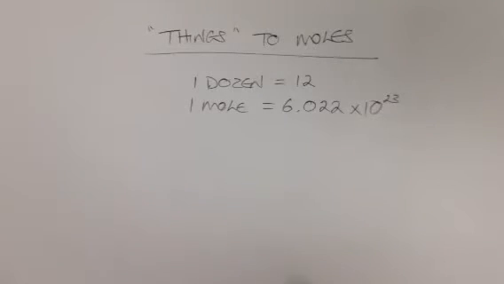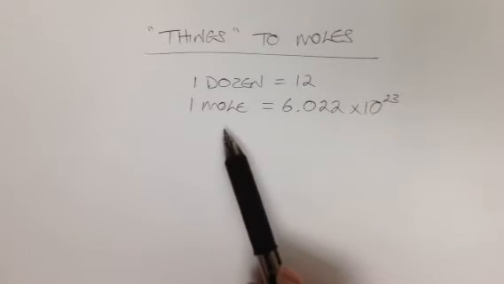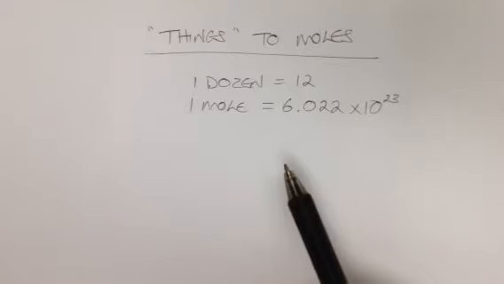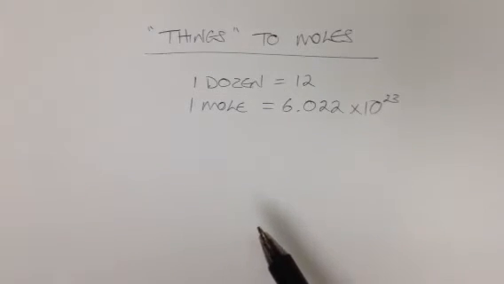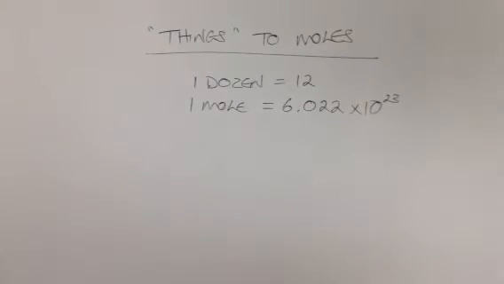So a mole of atoms would be 6.022 times 10 to the 23 atoms. A mole of molecules would be 6.022 times 10 to the 23 molecules, etc. So we can count things in moles in exactly the same way that we can count things in dozens. So if you wanted to know how many dozens of donuts are in 60 donuts, then you would just divide 60 by 12 and you'd know it was 5 dozen. And you obviously could go back the other way.